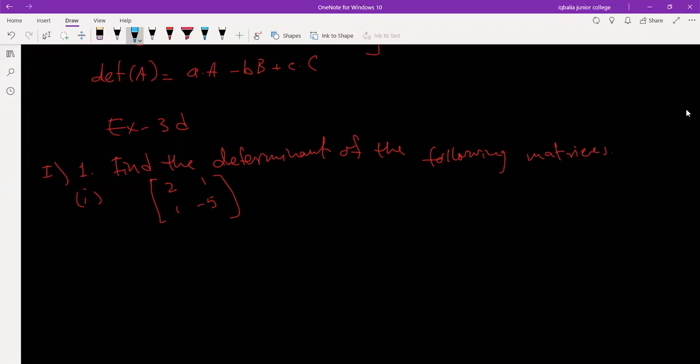In a 2 by 2 matrix, we have to multiply in a cross way. So see the solution. Let's suppose this matrix doesn't have any name, so first we are going to give it a name. Let this matrix be matrix A, with 2, 1, 1, minus 5.